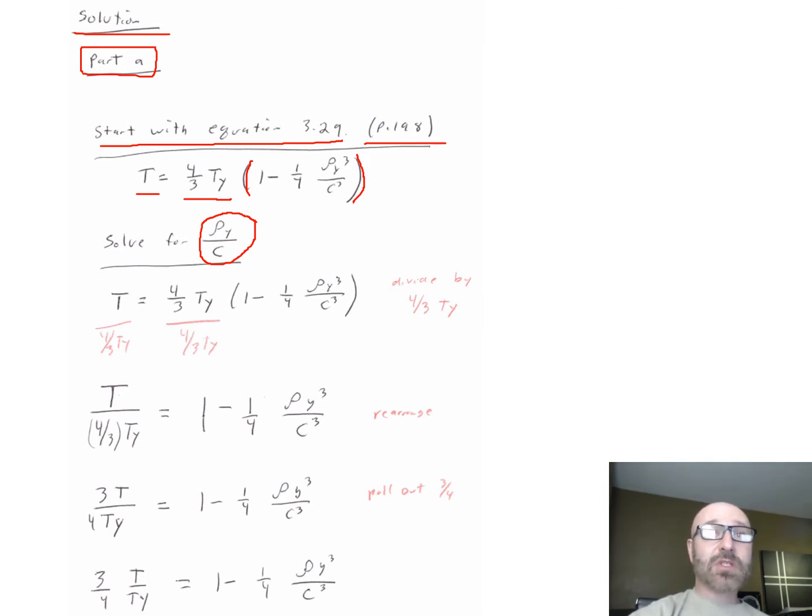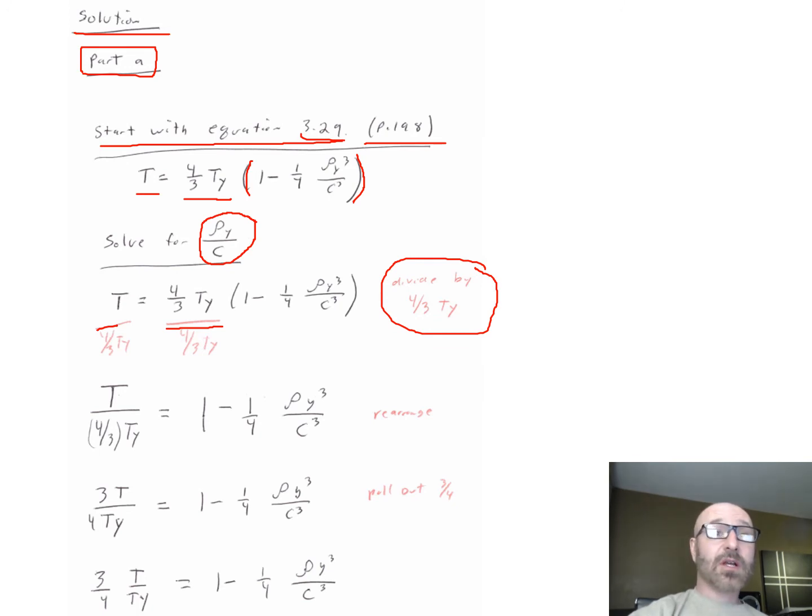So I solved this out. So I basically just rearranged this. So I want to go through and do this step by step, make sure I do this right. Start with that governing equation 3.29 from page 198 in our text, and I say, okay, first thing I'm going to do right here is I'm going to divide both sides by this 4/3 T sub y right there. So I do that, divide both sides by that. I even make a little note that this is what I'm doing. I'm dividing both sides by this 4/3 T sub y.